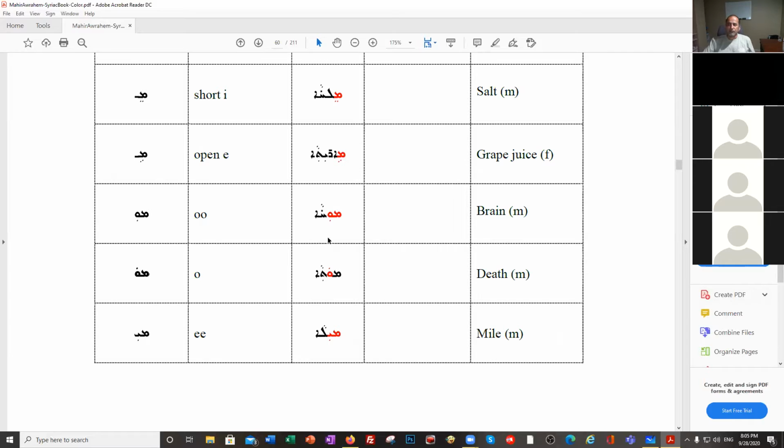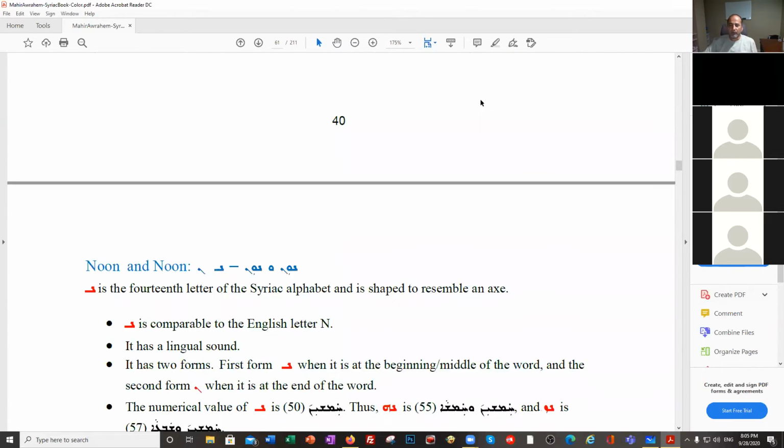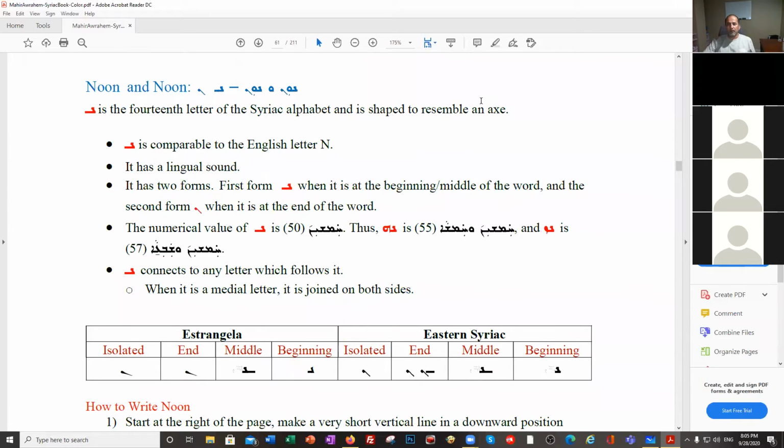The next one is noon. We have two forms of noon. Noon is N in English. It has two forms. First, it looks like this one. I'm going to show you how we're going to write it. And when it is at the end, it is going to look like this one here. The numeric value for noon is 50, khamshi.